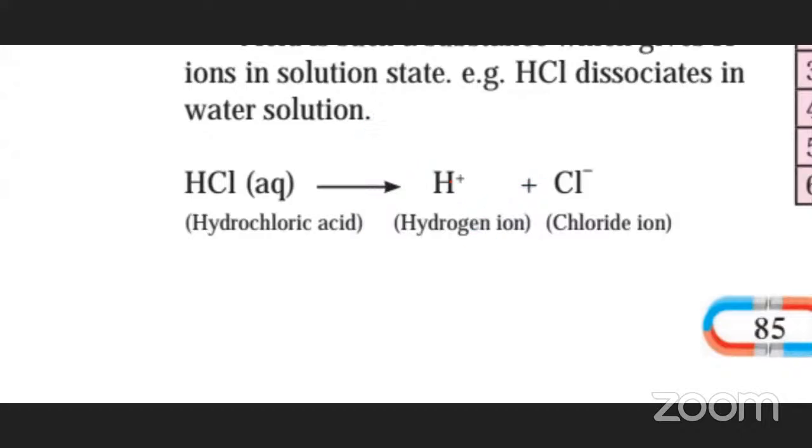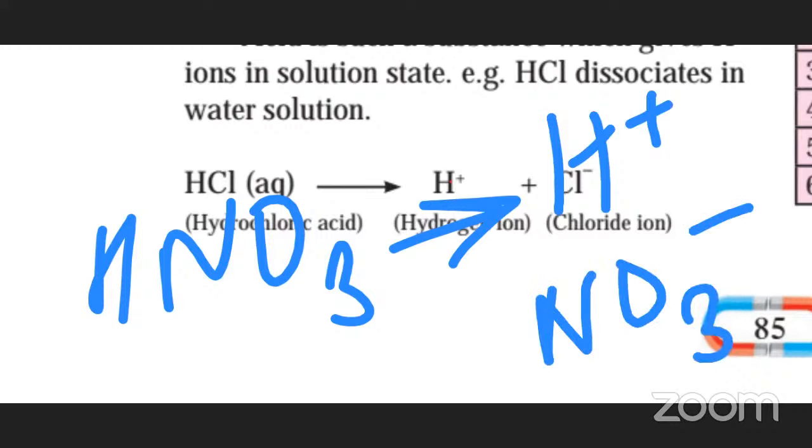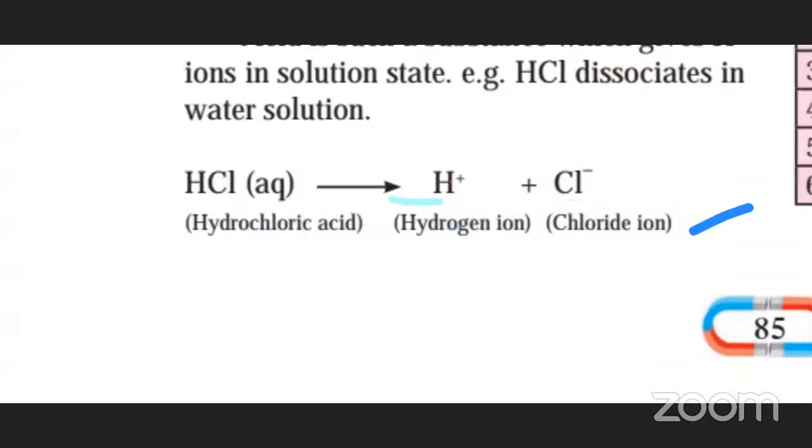Similarly, take other acids like HNO3. The name of this acid is nitric acid. It will also get dissociated into H plus and NO3 minus. Again, if you see here, you are getting H plus, so it is also known as acid. Any substance which separates out into H plus ions will be said to be acid.